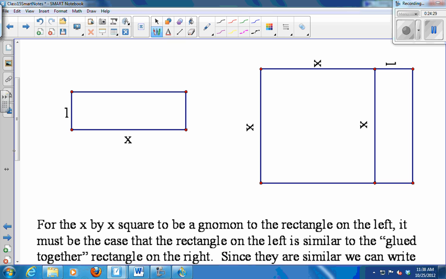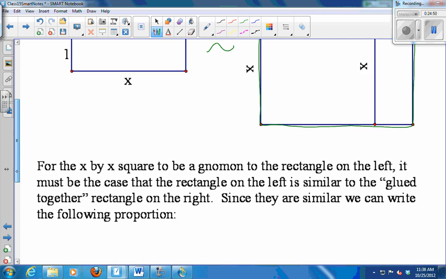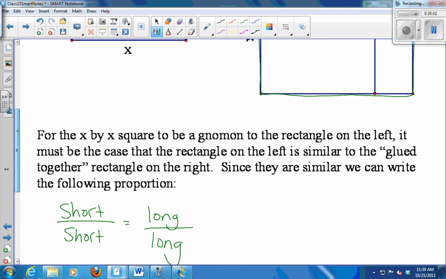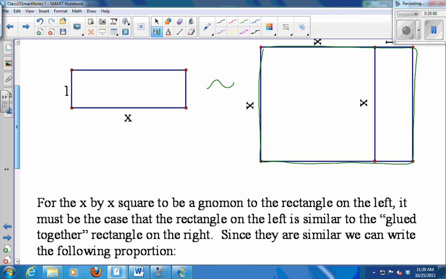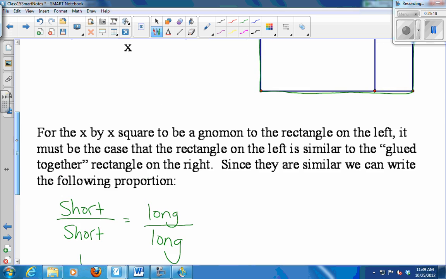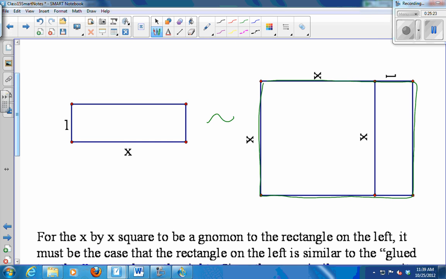So in order for the x by x square to be a gnomon to this rectangle, the glued together rectangle has to be similar to the little rectangle, which means that the sides have to be in proportion. So I'm going to write a proportion: short to short equals long to long. If I look at the little rectangle, what's the length of the shorter side? 1. And in the green glued together rectangle, what's the length of the shorter side? X. So I'm going to have 1 over X equals long to long. The long side of this one is X. And what's the long side of this one? X plus 1.